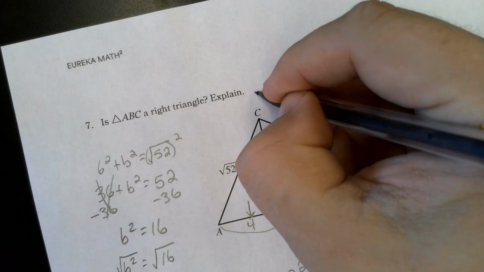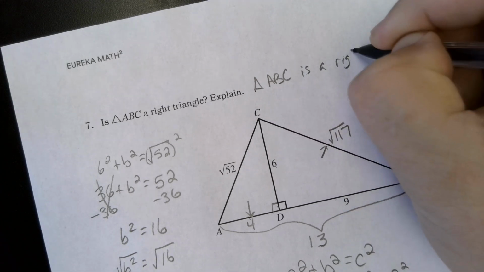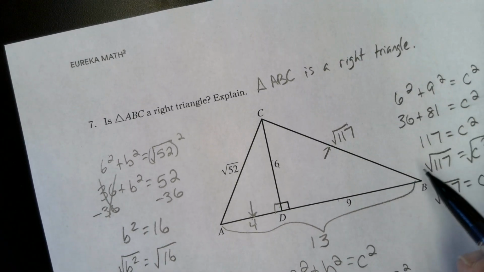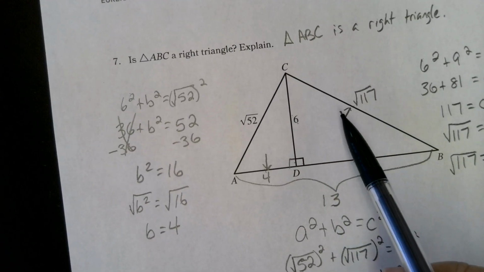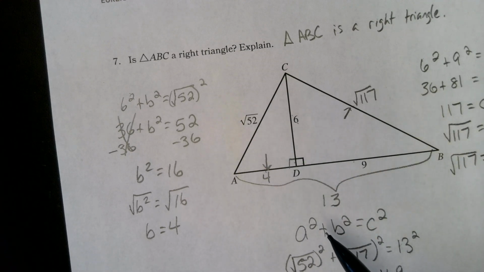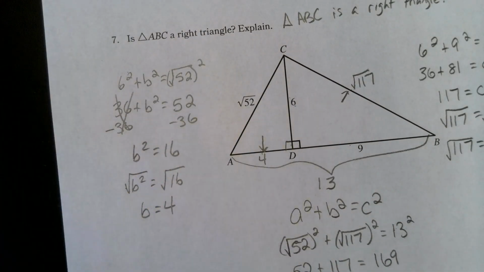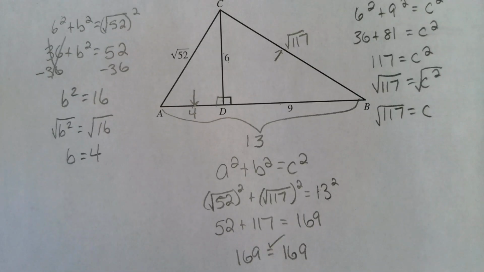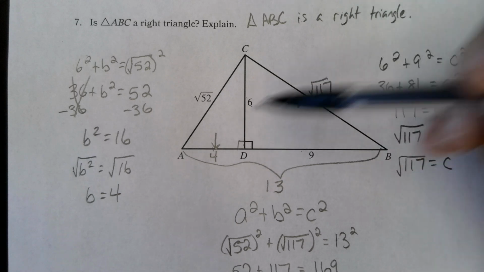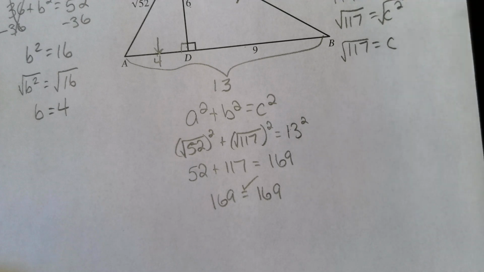So triangle ABC is a right triangle. And we would just say, when using the converse of the Pythagorean theorem, the sum of the squares of the legs was equal to the square of the hypotenuse. In this case, we had to find the missing parts of the triangle to get all three side measurements to then determine, is this in fact a right triangle?